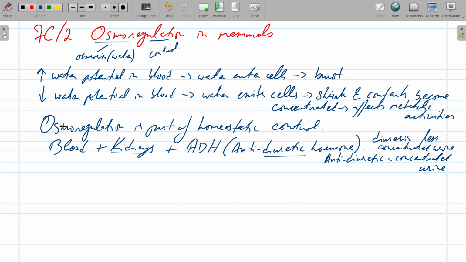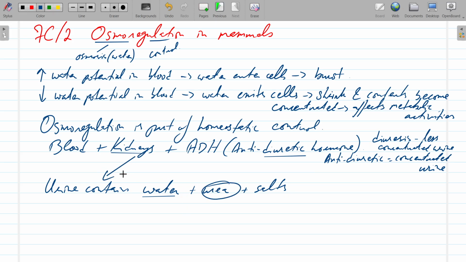So it's not just water in the urine. Water is obviously the main thing, but there's something called urea, and there are also other salts. And all of this goes through the kidneys. And so they talk about how urea is formed. And urea is formed in the liver.